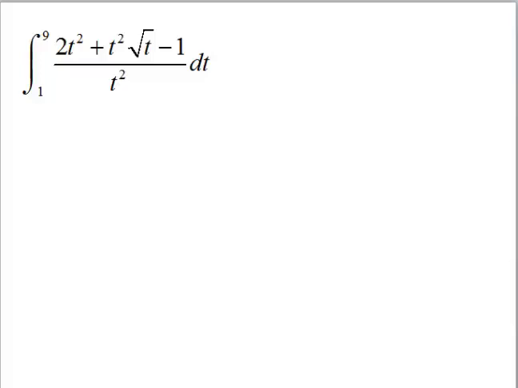Let's go ahead and evaluate this integral. We see that we have this quotient, so often it's a good idea to do some algebra and get it in a simpler form to work with. So we're going to do just that.